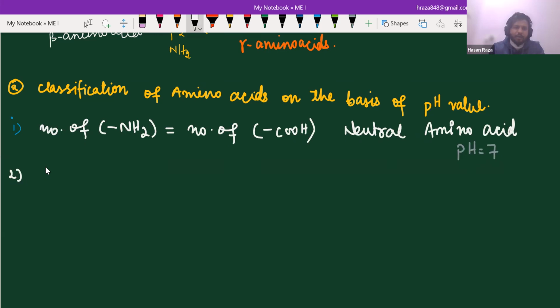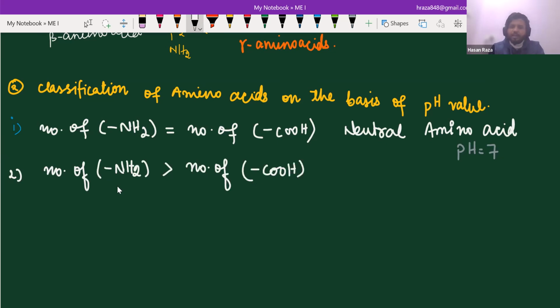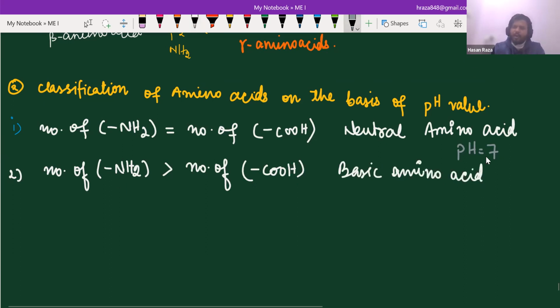Now the second is, if the number of NH2 is greater than the number of COOH, carboxylic acid, then since basic groups are more in number than acidic, it will be a basic amino acid. It's very easy, right? Basic amino acids have a pH value greater than 7.